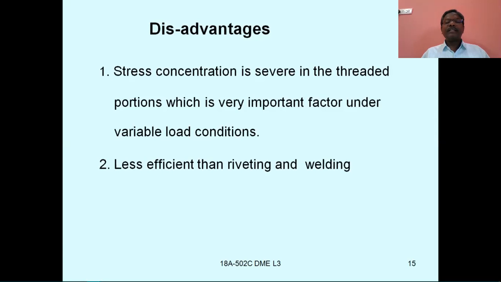Next is less efficient than riveting and welding. So these are some disadvantages. Number one is stress concentration is severe in the threaded portions, which is a very important factor under variable load conditions. Number two is less efficient than riveting and welding.